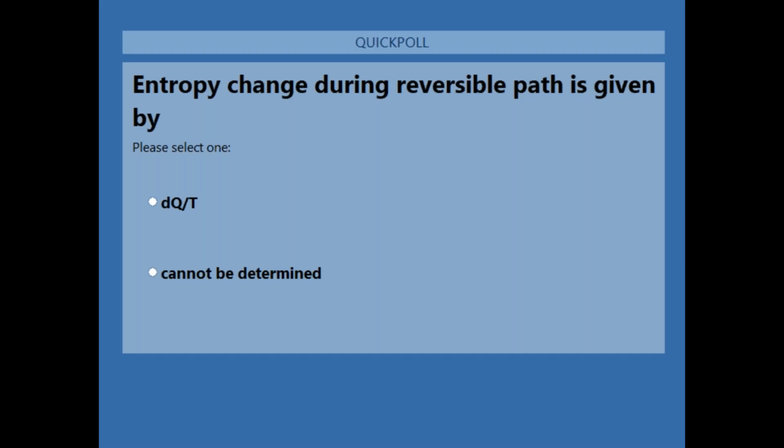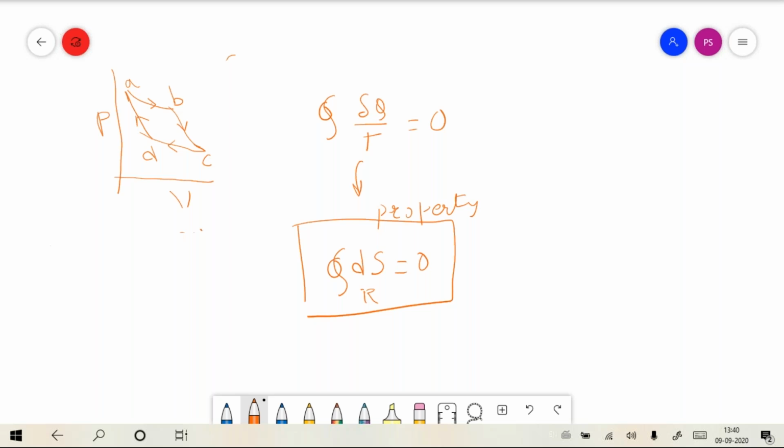So the correct answer is: the entropy change during the reversible path is given by the integral of del q by t when the integration is performed for the reversible path. Integration is performed on the reversible path. So that is how you get the entropy change. Let me close this and go to the next question.